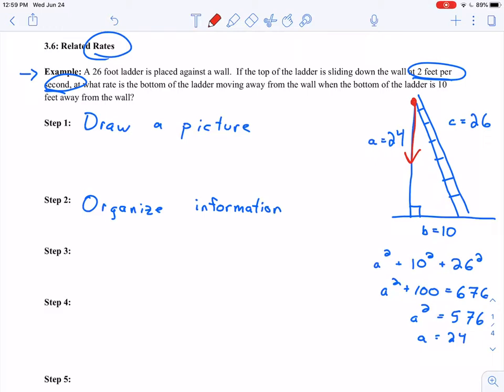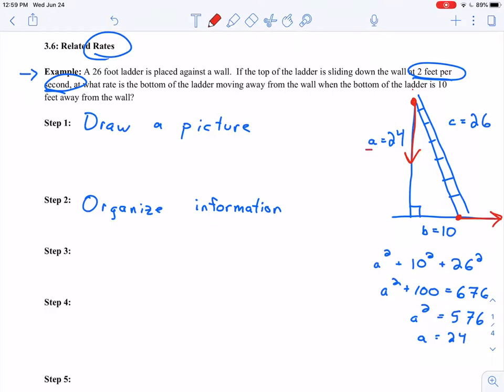Think about what's going to happen then. The bottom of the ladder right here is going to get kicked out in that direction. It's going to move to the right here. So it says if the top of the ladder is sliding down the wall at 2 feet per second, that's telling me the rate of change of this side. It's sliding down the wall, so that's the rate of change of A.